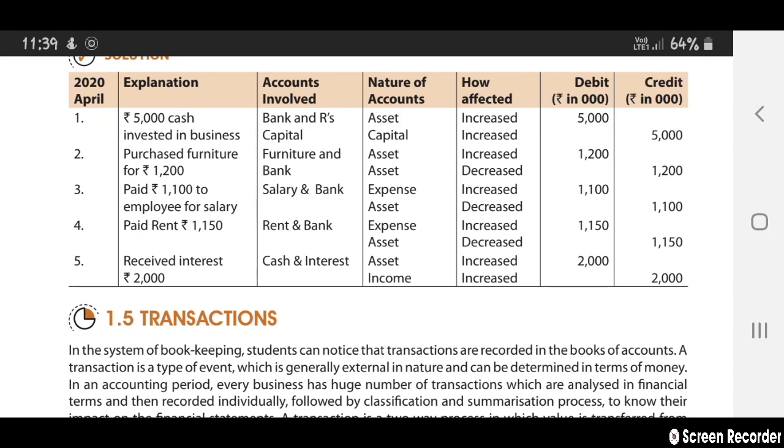Next, purchased furniture for rupees 1,200. Furniture and bank, both are assets, because you are giving money and by that you are taking the furniture. So how is it affected? One increased, one decreased. Both are assets only, no? The money you have, by that you are buying assets. Next, 1,200 is debited, so it is increased. 1,200 is credited, so it is decreased.